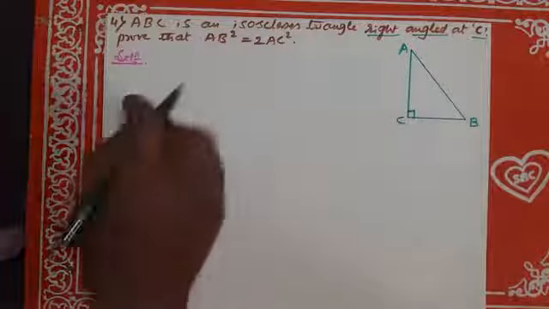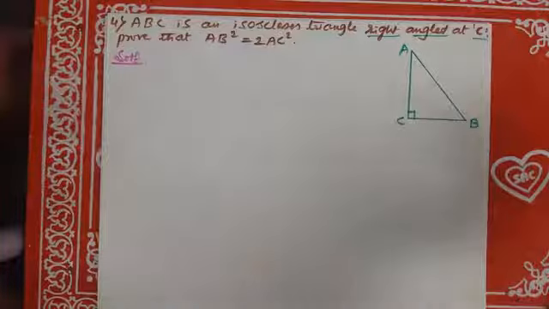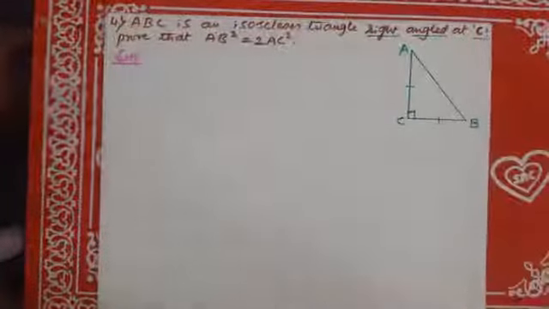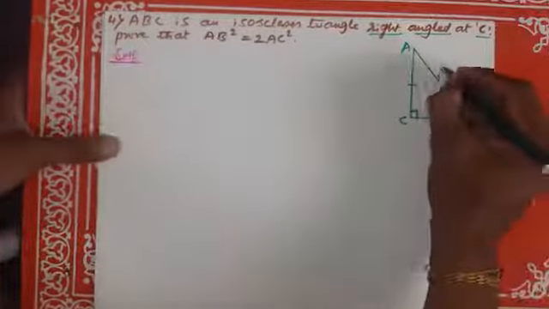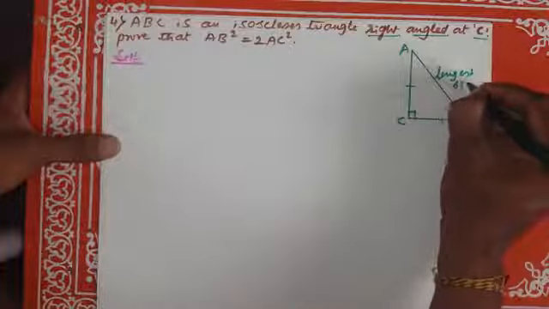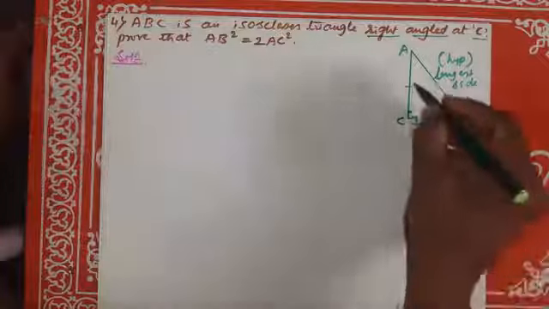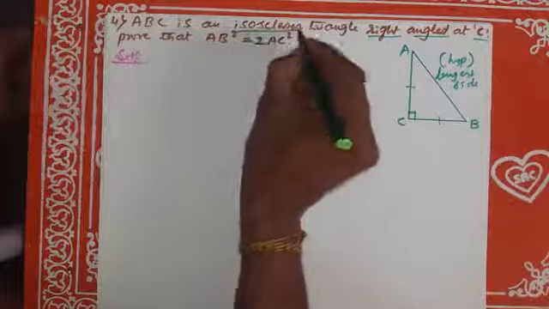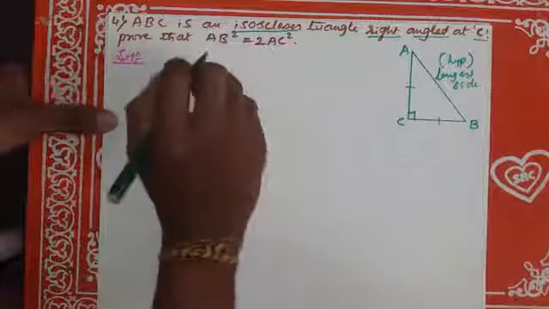Solution or proof. See, given triangle ACB is an isosceles triangle. What is the meaning of isosceles? Two sides are equal, that is, AC is equal to CB. Which is the longest side? AB is the longest side, the hypotenuse. These two sides, AC and CB, are equal because of the isosceles triangle, according to the definition.